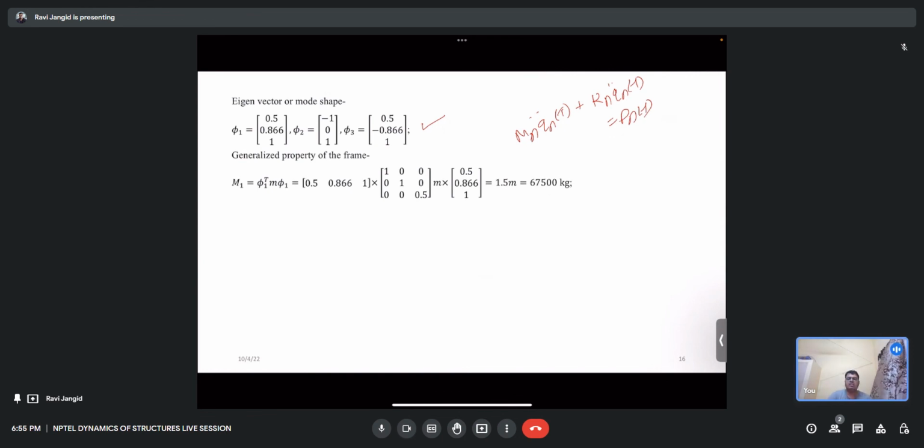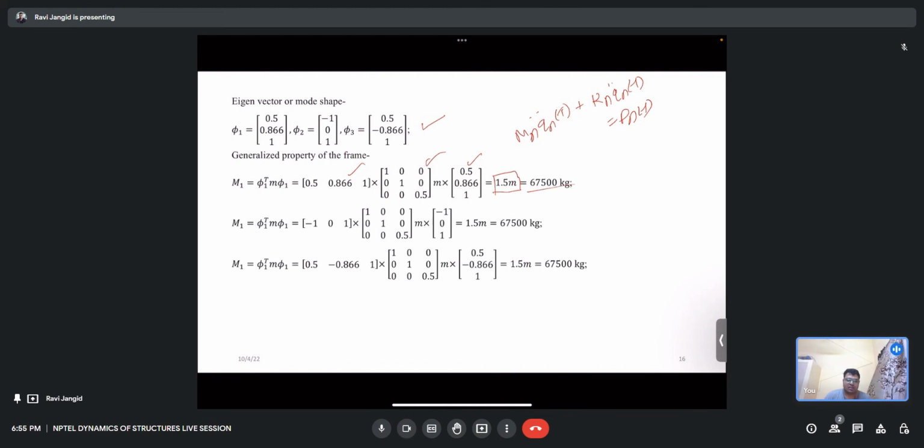So m1 can be calculated as phi 1 transpose m phi 1. If you put the values of phi 1 transpose, phi 1, and this is m, that is coming out to 1.5 m, and further it is coming out to be 67,500 kilogram. Similarly for m2 and m3, if you calculate, you will be able to find out m1, m2, m3.